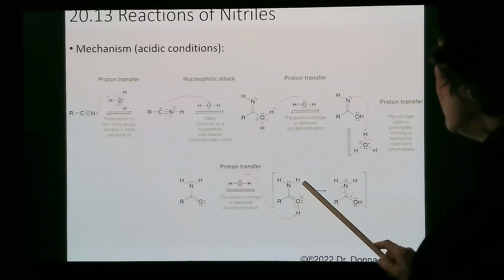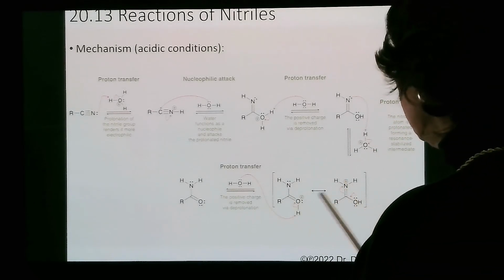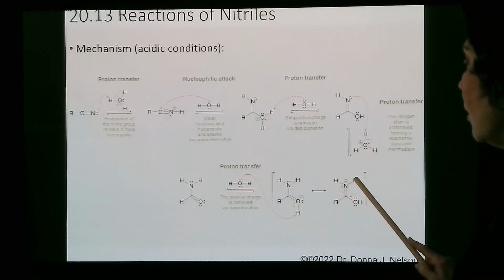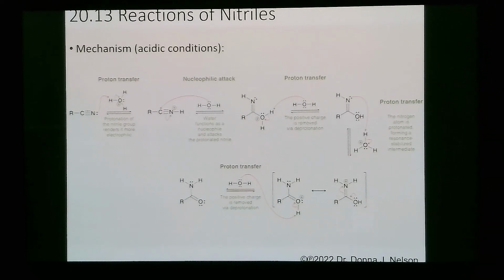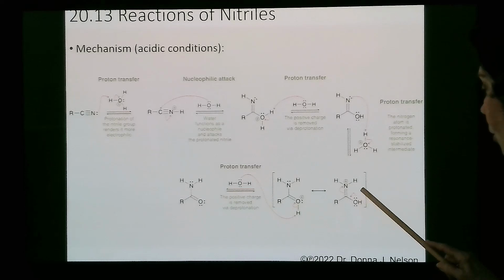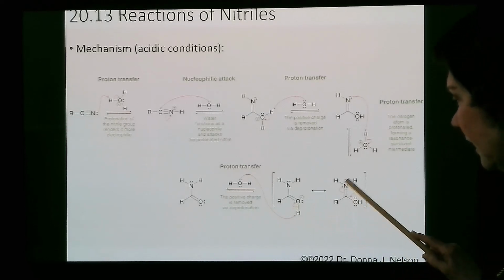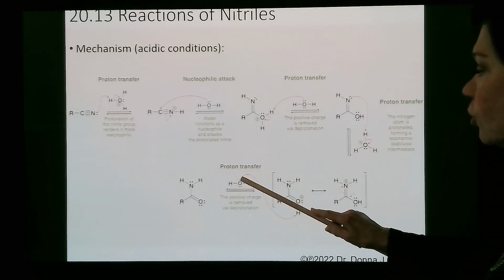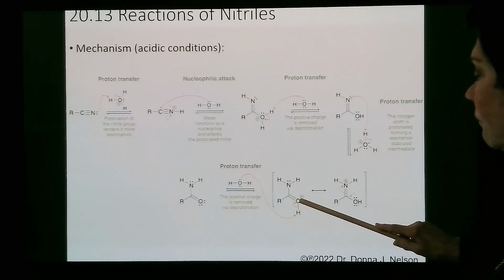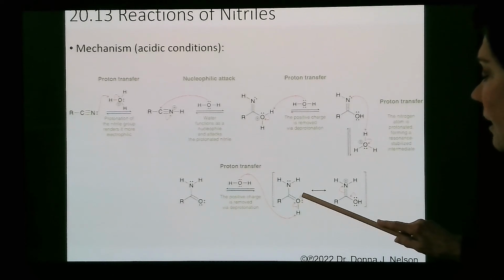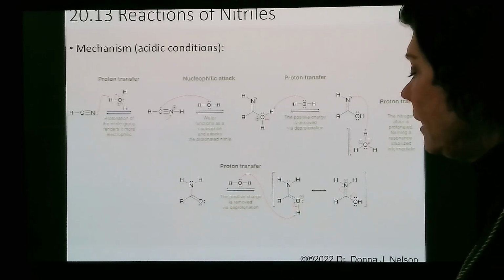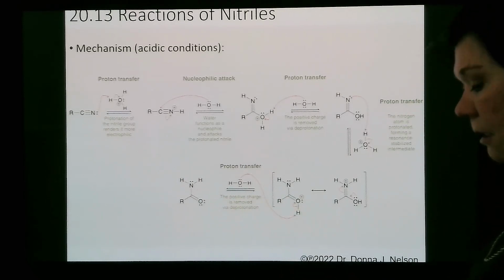Then we come down here. Now that you have nitrogen bearing 2 protons, using these arrows show the resonance structures. Using this resonance structure, water can remove another proton from the oxygen, satisfying the positive charge on oxygen. And so now you see the formation of the product.